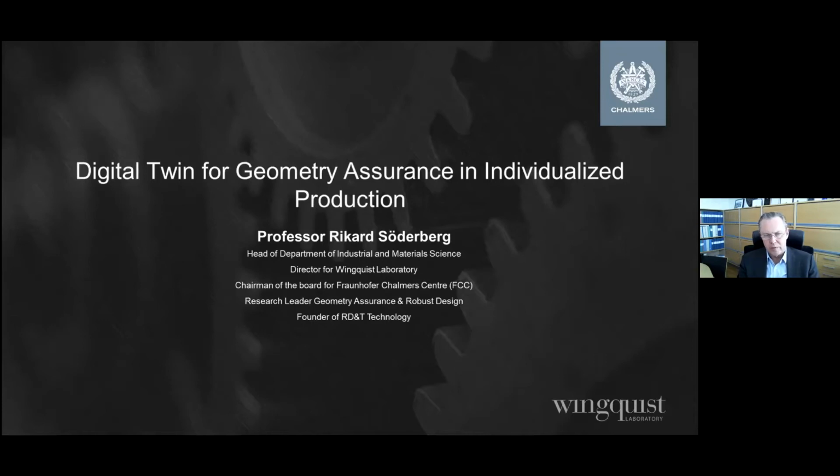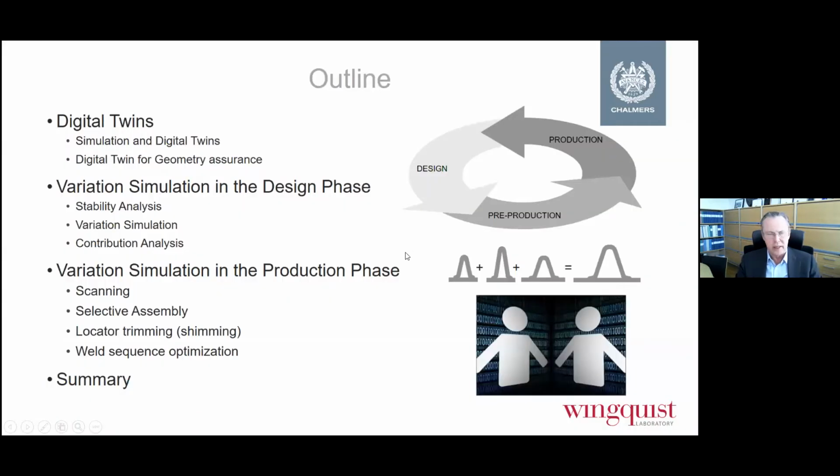So I will focus today on digital twins for geometry assurance in individualized production. I will basically divide this talk into a little introduction on digital twins, what we mean and what we mean in my area, then go into variation simulation as we use it in the design phase and have been doing for many years, and go over to how we can use variation simulation in the production phase, basically as a digital twin. So that is the outline of the presentation.